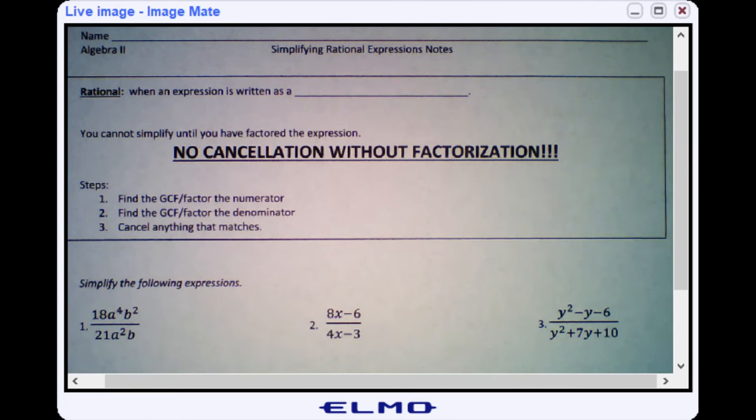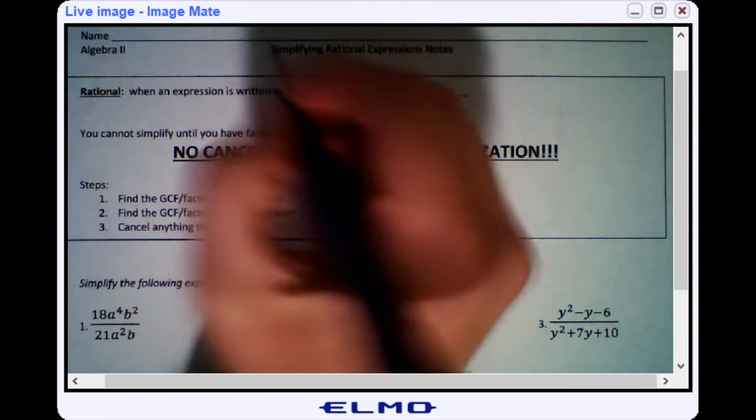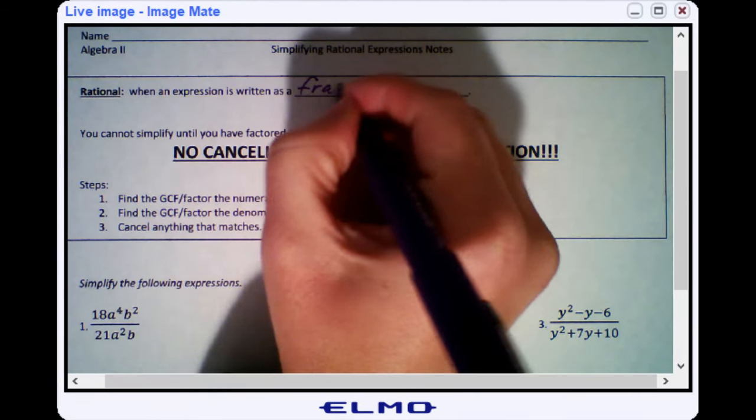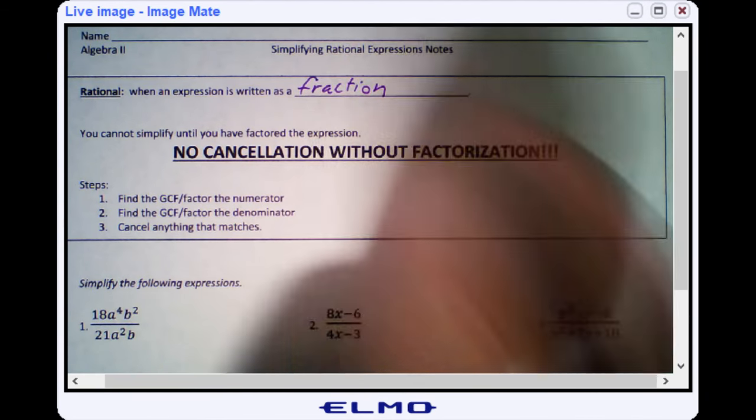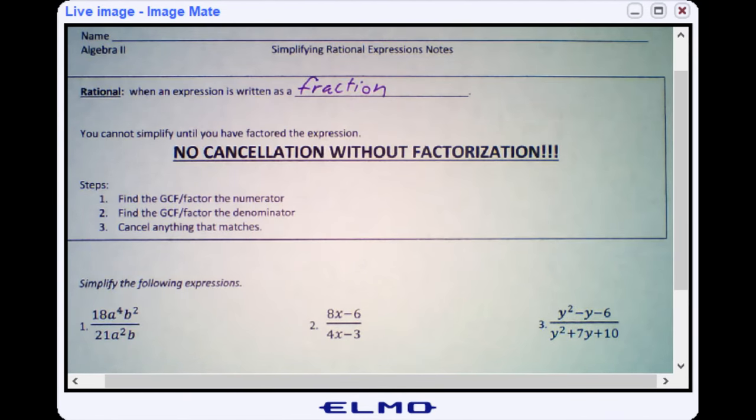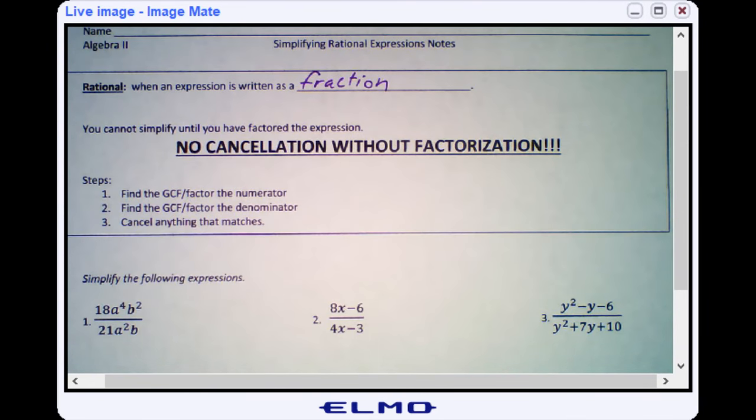Today we're going to talk about simplifying rational expressions. A rational is when an expression is written as a fraction. You cannot simplify until you have factored the expression. No cancellation without factorization.